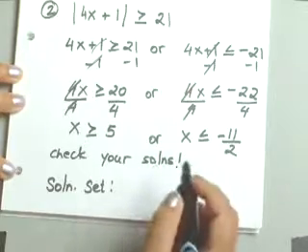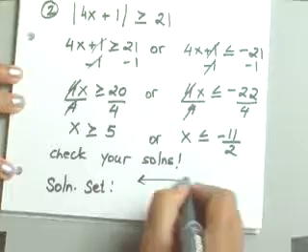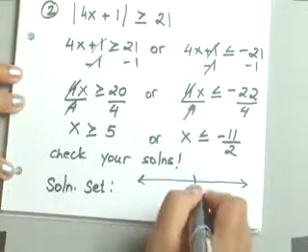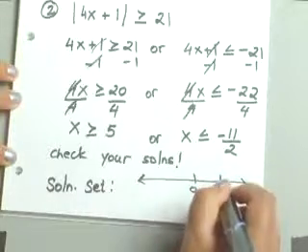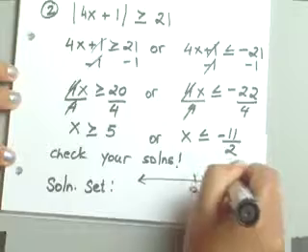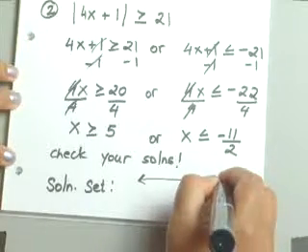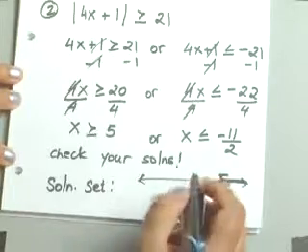Now let's go ahead and look at how this would look graphically if I were to put this on the number line. We are saying x is greater than or equal to 5. So if this is 5, we are saying x is all the values greater than 5 and including 5. So we will go ahead and put a bracket on 5.